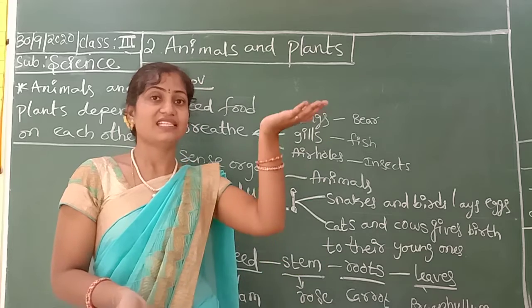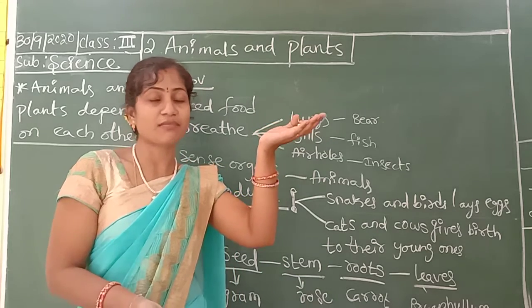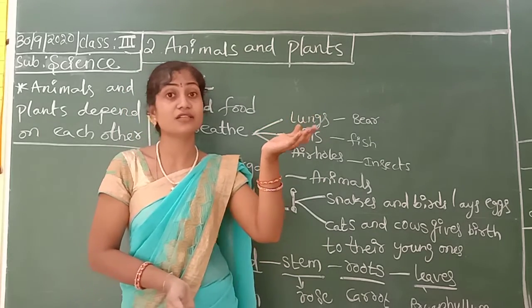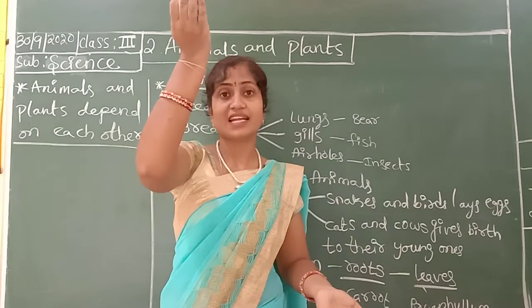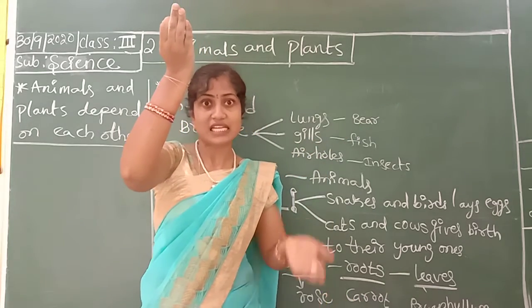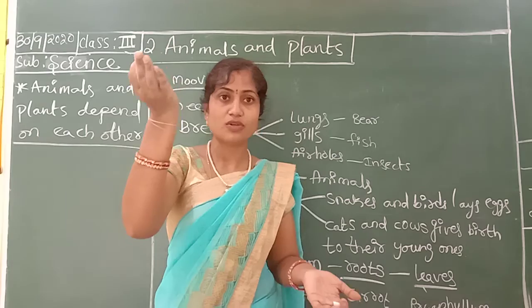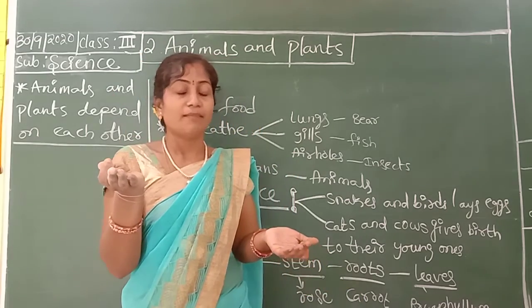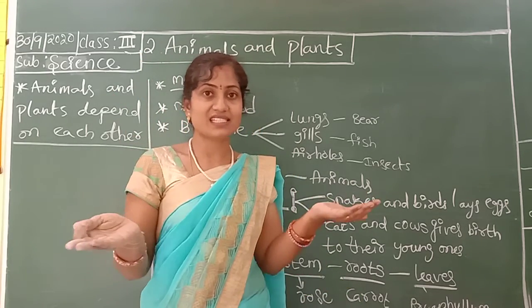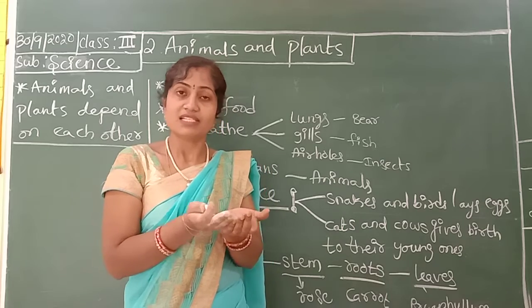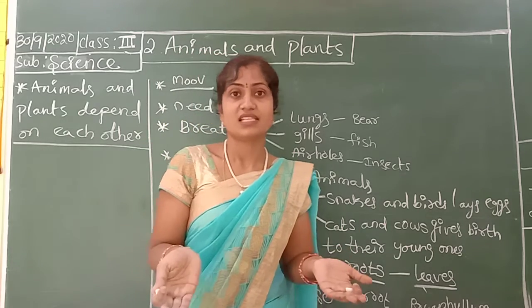If the number of plants suddenly increases and the number of animals decreases, we face many problems. If the number of animals suddenly increases and the number of plants decreases, we also get problems. So we have to balance the numbers of animals and plants.